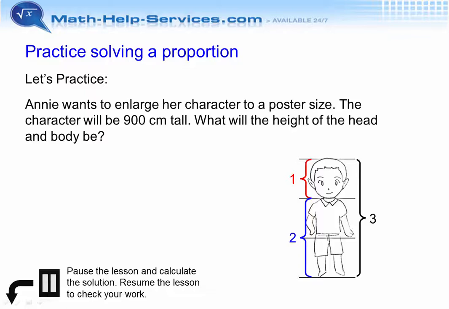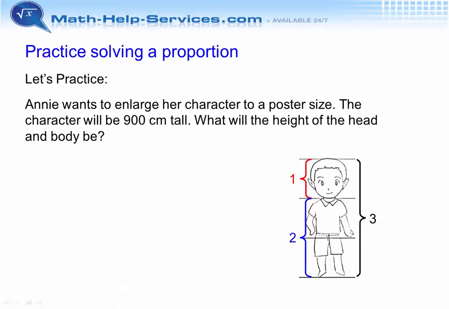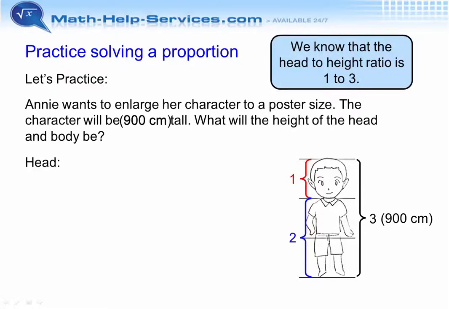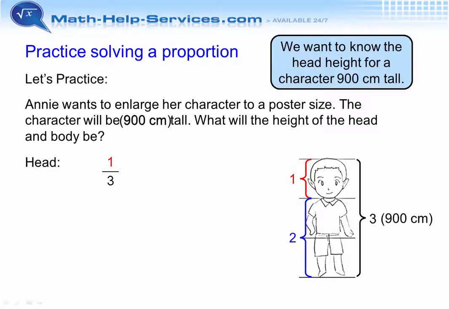Are you ready? Let's check. We know the total is 900 centimeters. We know the head-to-height ratio is 1:3. We want to know the head height for a character 900 centimeters tall. So the proportion would be 1:3 equals x to 900 centimeters.